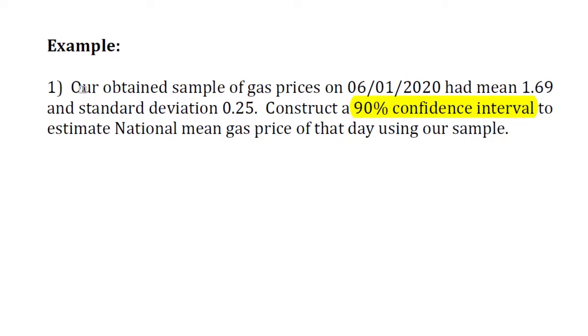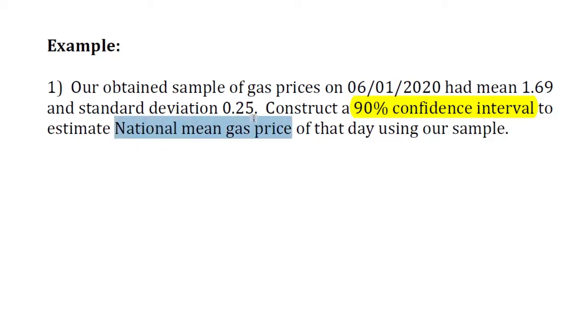that anytime we're working or about to work with a confidence interval problem, we will always be given a confidence level. So as our goal here, we need to construct, or sometimes we can call it find, a confidence interval. But this is the required so-called confidence level, and it's written as a percentage, 90% here. And so, construct a 90% confidence interval to estimate the national mean gas price.